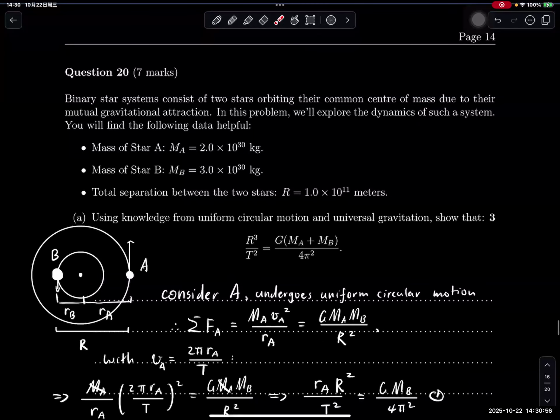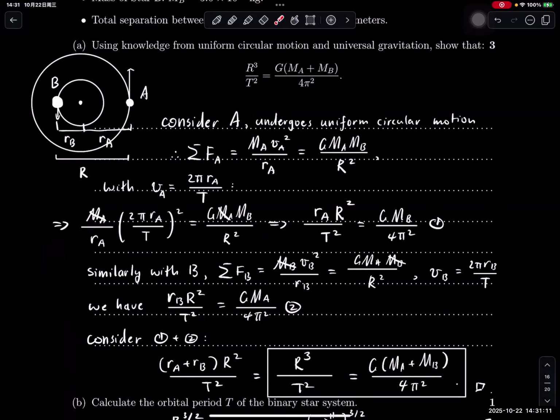And question 20 looks at binary stars. Okay, so part A asks you to prove the Kepler's third law version for binary stars, where R is the distance between the stars. You can do this by calculating the net forces and then using centripetal force.